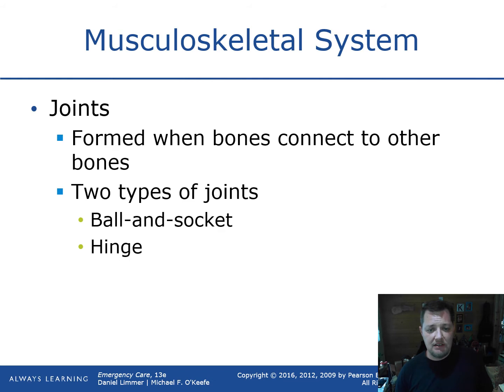So joints are formed when bones connect to other bones, and you've got two types of joints, which are ball and socket and hinge. So a ball and socket is just that, a ball, and it rotates and goes around, and then the hinge is that hinge joint where all it does is move up and down or side to side. It does not have full range of motion. Okay.